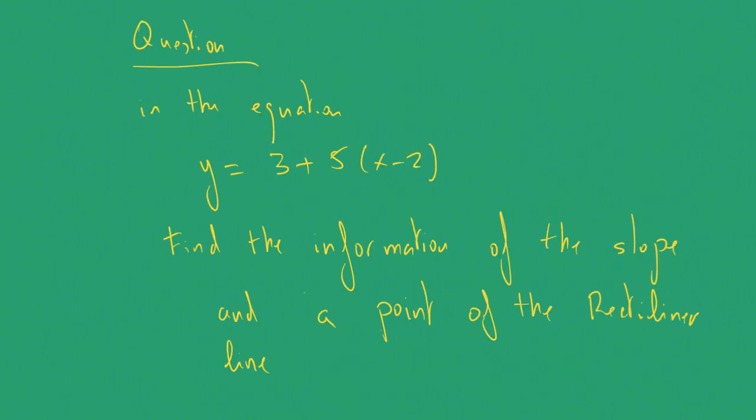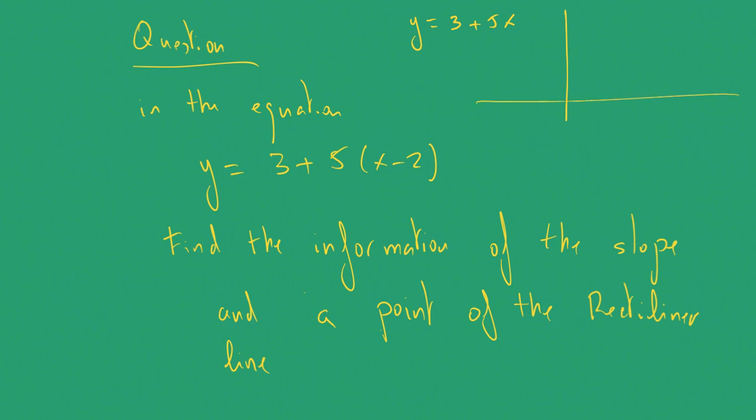Okay. What happened with this equation? 3 plus 5x minus 2. This is another thing that you have to know. Imagine that you have the equation y equals 3 plus 5x, and you draw this equation. Let's say that I draw this equation.